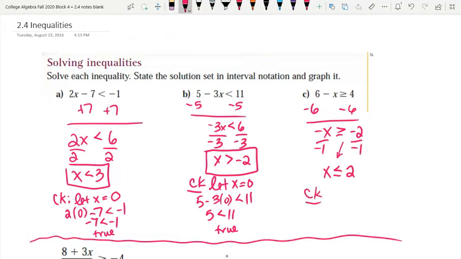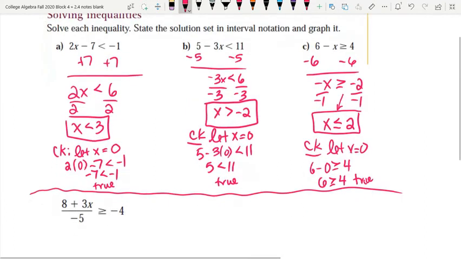Again, let's do a check on that. Well, a number less than or equal to 2 would be 0, so let's say let x equal 0. So is 6 minus 0 bigger than or equal to 4? 6 bigger than or equal to 4, that is true. So those are the nice ones. That's one a little more complicated.